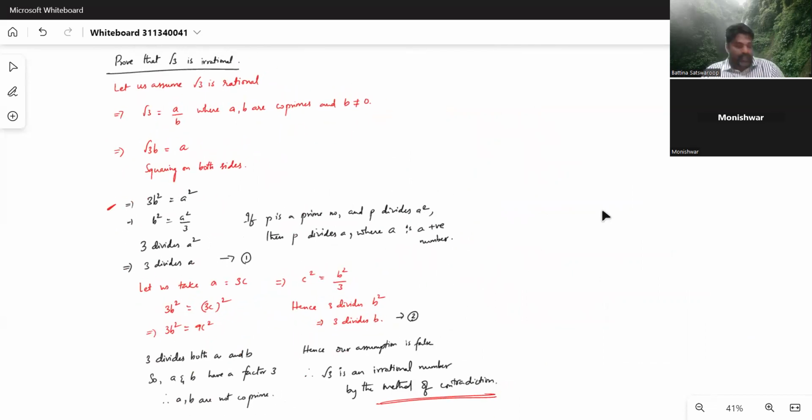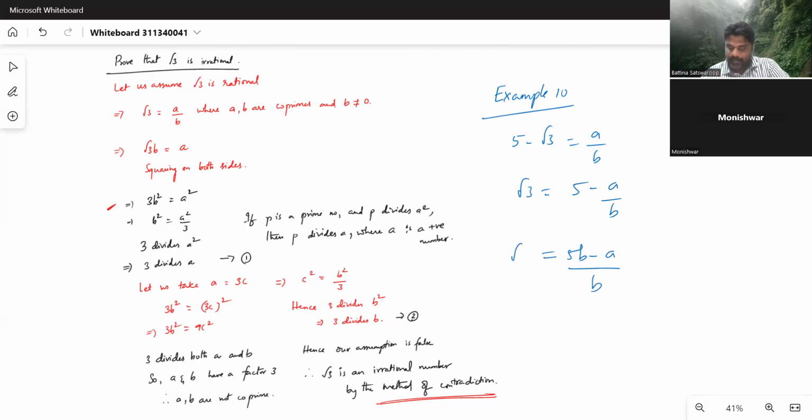I will send both the notes as well as the video for your reference. You can refer and get back with your doubt. And today's homework question, example number 10. You just need to prove 5 minus root 3 is irrational. Simply you will say this is equals to a by b, and root 3 will be equal to 5 minus a by b. That is 5b minus a by b is equals to root 3.